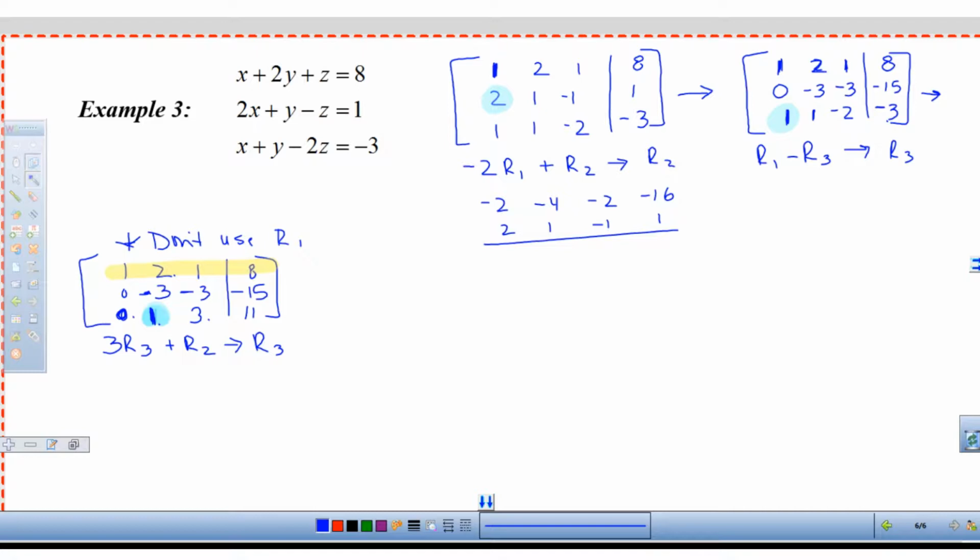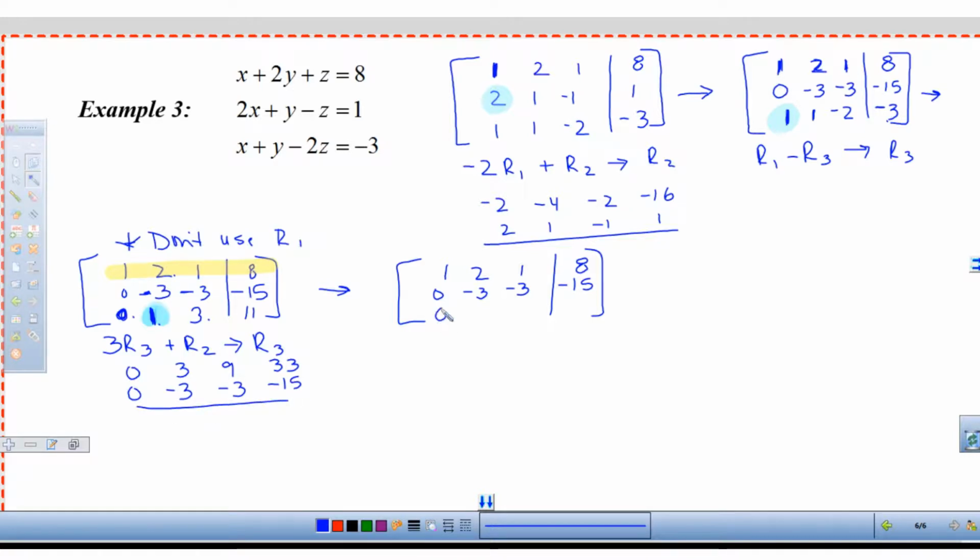Okay, so row 1 doesn't change. 1, 2, 1, solid line, 8. Row 2 doesn't change. 0, negative 3, negative 3, negative 15. Take a 3 across the bottom. 0, 3, 9, 33. Add it to row 2. 0, negative 3, negative 3, negative 15. Add them together. 0, 0, 6, and 18. You're done with your matrix because you've got your 3 zeros where you need them.